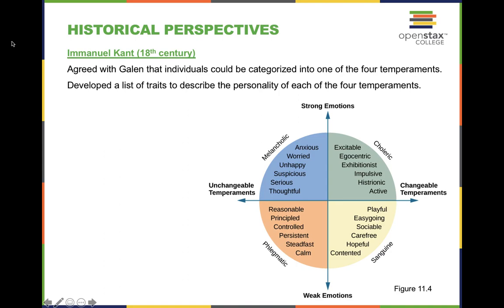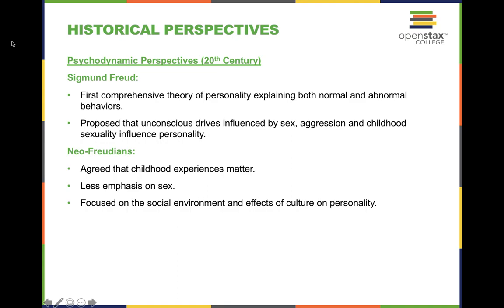When it comes to melancholic, a lot of us have heard of this word before. These individuals are more anxious, worried, unhappy, suspicious, serious, and thoughtful. So in the comments, let me know if you identify with one of these four personality temperaments as identified by Immanuel Kant. Okay, moving forward.